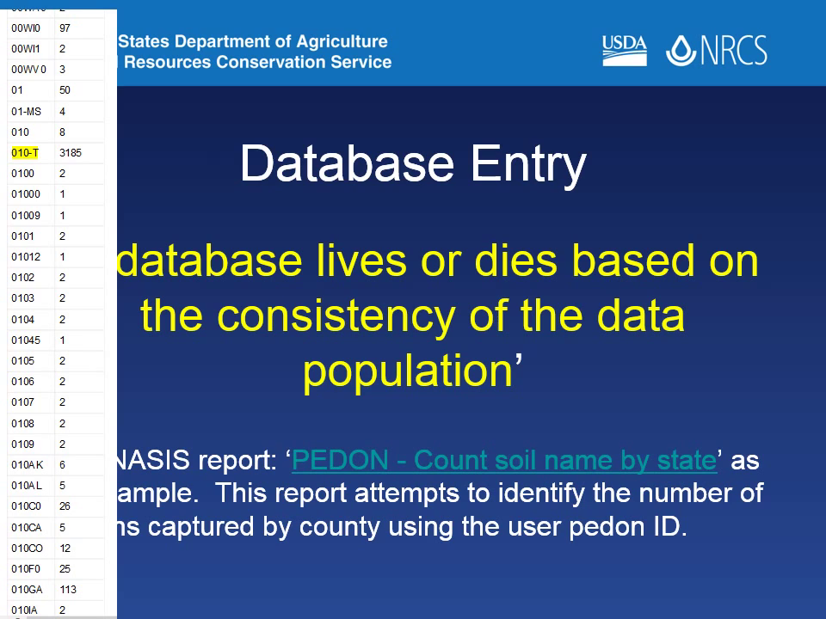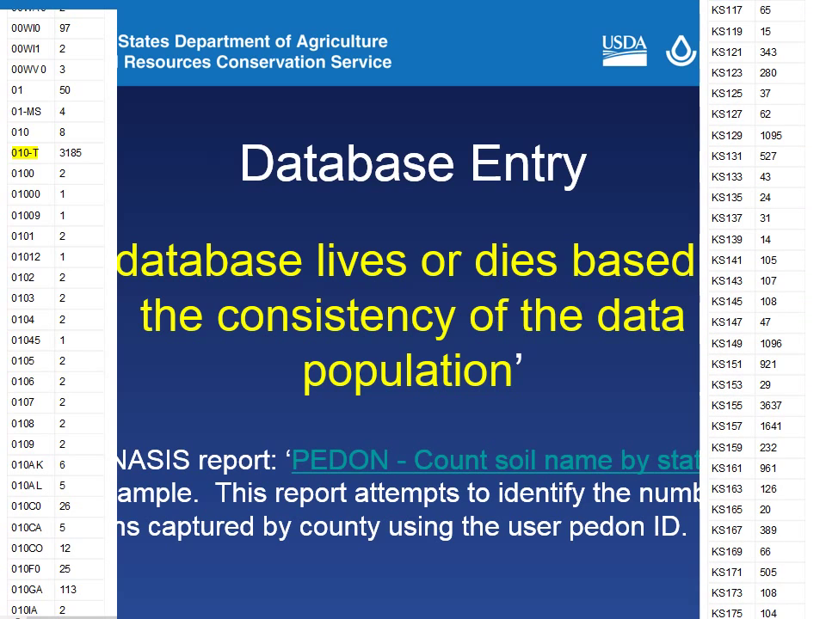And what I want you to see is, when I ran this report and tried to pull out, you'll notice the number of pedons that do not have the county code embedded into the user site ID or the user pedon ID. And this goes back to a database living or dying based on the consistency. It's dead because people did not follow instruction, and that's instruction that's been available to us since the 50s. So then compare that to those who did populate properly, and now you can see that KS 149 has 1,096 pedons. KS 155 has 3,637 pedons in that particular county alone.